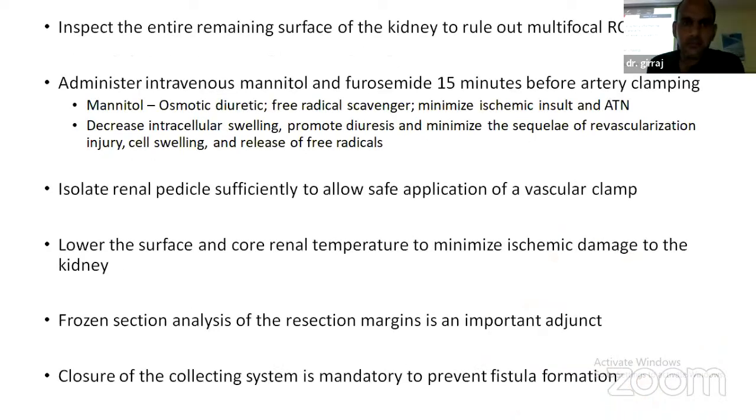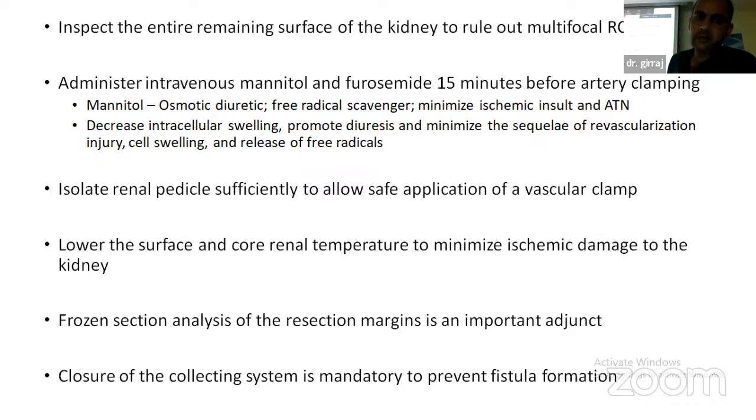Inspect the entire remaining tissue. Administer intravenous mannitol and furosemide 15 minutes before arterial clamping. Mannitol is an osmotic diuretic and free radical scavenger that minimizes ischemic insult and acute tubular necrosis. It decreases intracellular swelling, promotes diuresis, and minimizes the sequelae of revascularization injury, cell swelling, and release of free radicals.